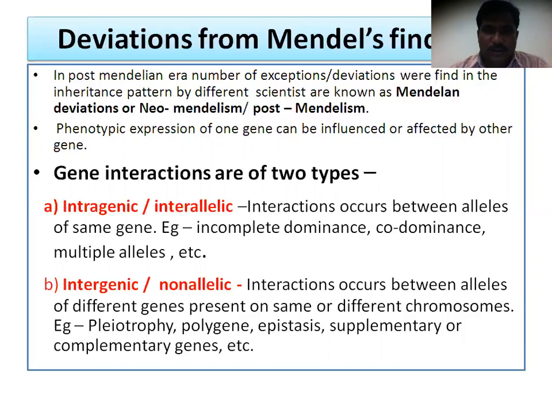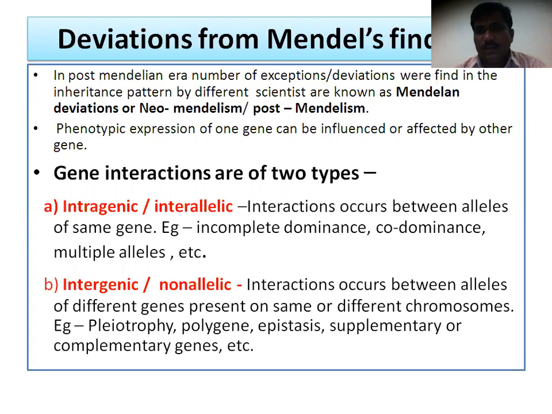There are two types of gene interactions. One is intragenic, or known as interallelic interaction, and another is intergenic, or non-allelic interaction. Intragenic interaction is the interaction between alleles of the same gene. For example, capital T and small t are the two alleles of the same gene. So interaction between them, for example, incomplete dominancy, codominance, and multiple alleles, these are examples of intragenic interaction.